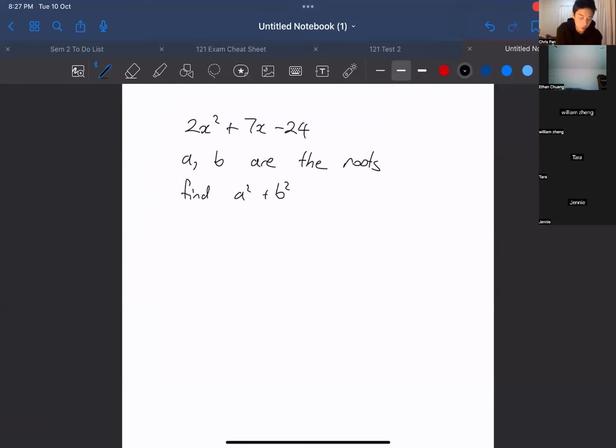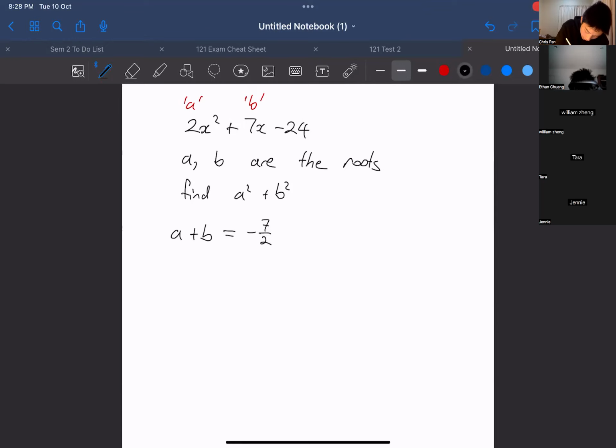Okay, so we're going to use Vieta's to get a system of equations in terms of a and b. Since a and b are our two roots, the sum of the roots is negative b over a. It's a bit confusing here since we're using a and b as the roots when earlier we were using them as the coefficients. But this one right here is b, and this right here is a, where the red b is different from the black b. So it's negative b over a, which is negative 7 over 2.